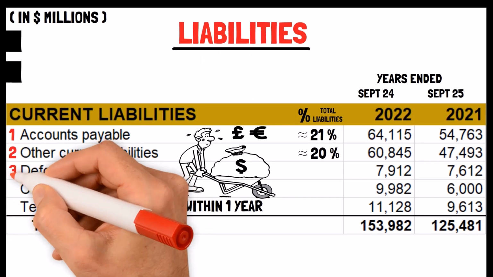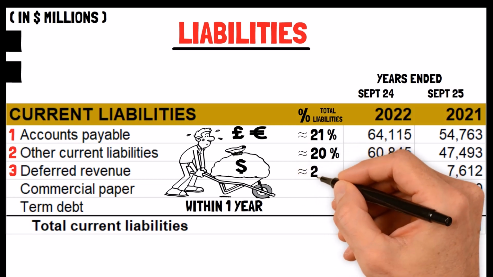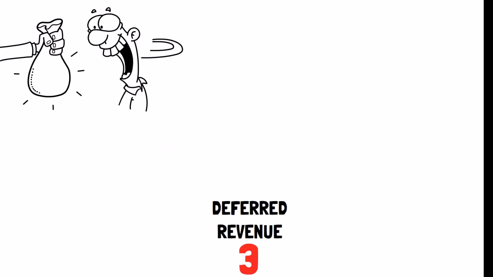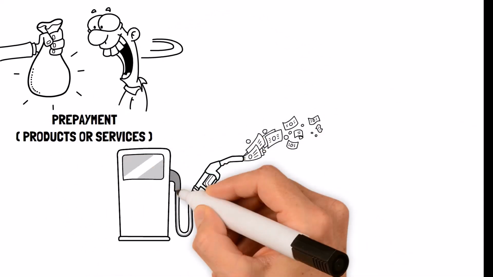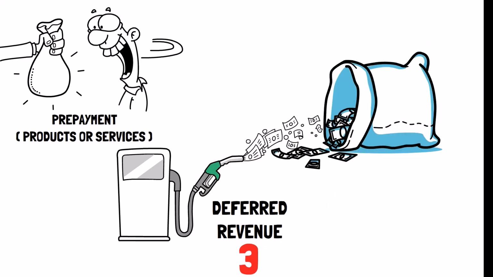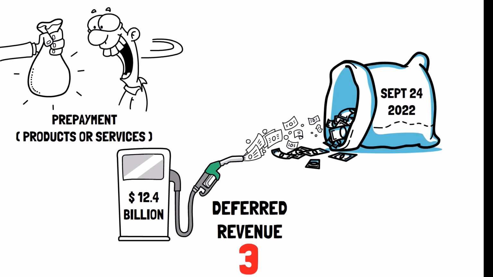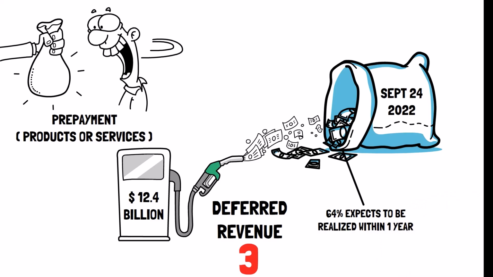The third class in the current liabilities is deferred revenue, which amounts to about 2.6% of the total liabilities. Deferred revenue is recognized as a form of advance or as a prepayment for products or services. Apple had deferred revenue of a total value of $12.4 billion on September 24, 2022. Of this amount, 64% is expected to be realized within 1 year.